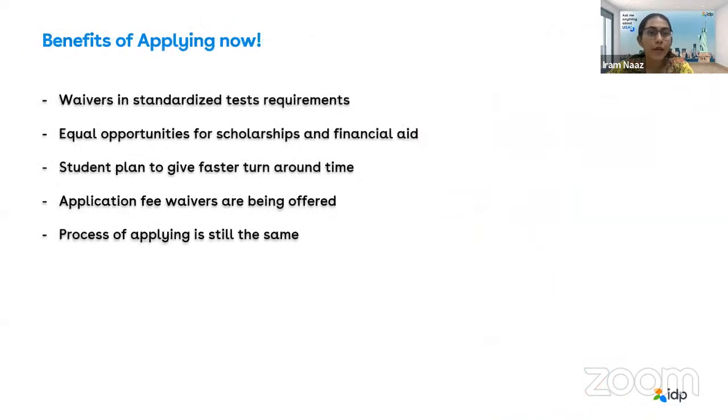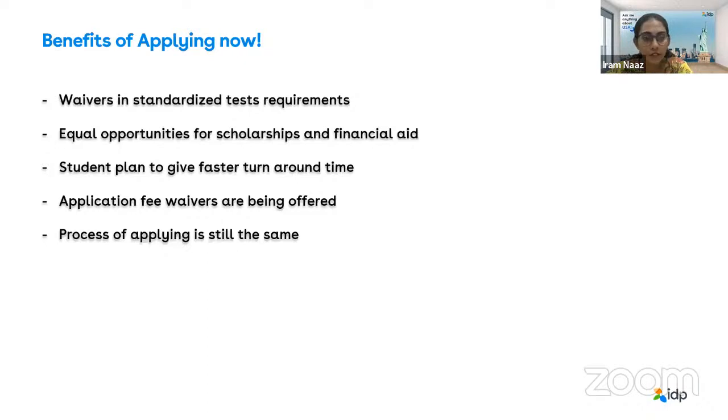And benefits of applying now. So waivers, as I said, waivers in standardized tests like GRE. TOEFL or IELTS is not waived, because the English proficiency test is mandatory, as it's an English speaking country. Equal opportunities for scholarships and financial aids. As I said, for scholarships, if you're applying early, even if your profile is bad, you'll have the chances of getting the scholarship. And after the time period is done, then it is given on your merit basis.